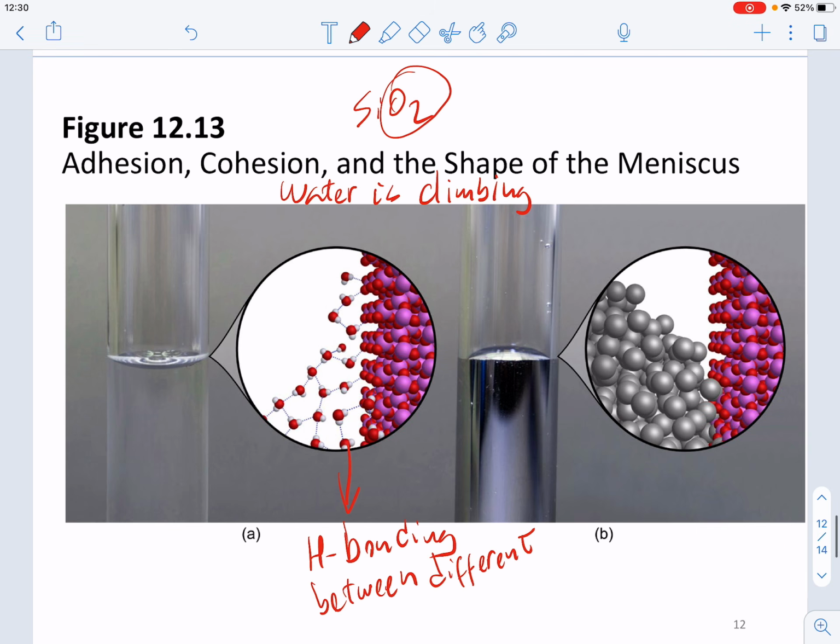How far can they go? Well, it depends on how strong these adhesion forces are. But the narrower the tube is, the more favorable that climbing is. So the water can travel farther up the tube if it's narrow enough. Now the case that you have on the other side, this is mercury.